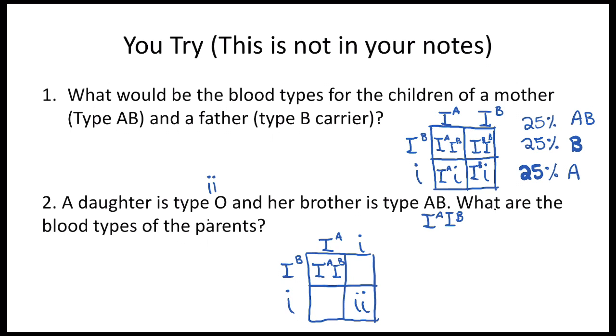And for AB, you would need to get an A allele from one parent and a B allele from the other. So we get a type A parent, IA, which is carrying the O allele, so the lowercase i, and a B carrier, so has the capital IB allele as well as the lowercase i allele for type O.